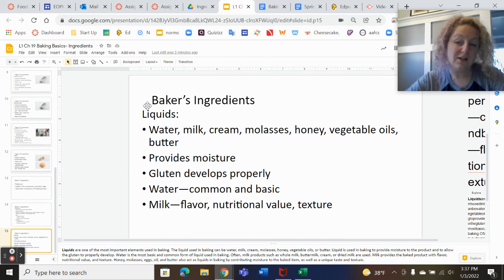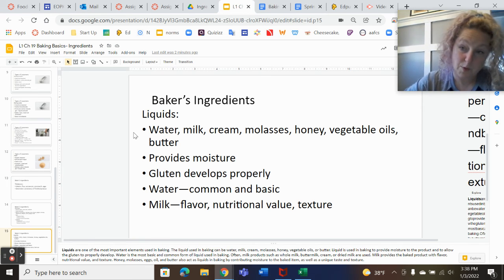And then last but not least are the liquids. So liquids are extremely important. Most of the time, these are a little interchangeable. Water and milk are your most common. Cream is also common, which is just a heavier fat dairy product. Molasses, honey, vegetable oils, butter. These things all provide moisture, and they also help gluten to develop, either if you want it or not.